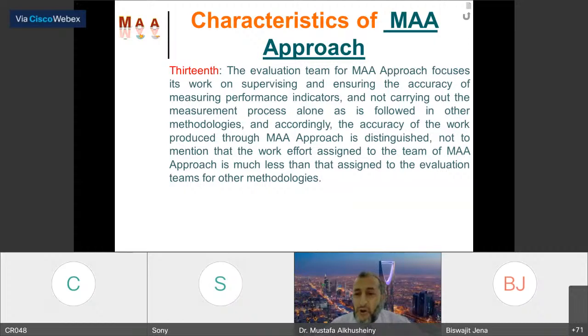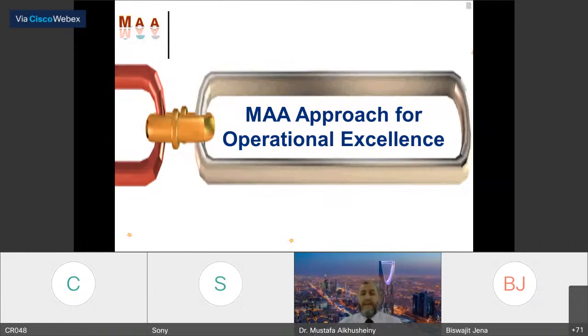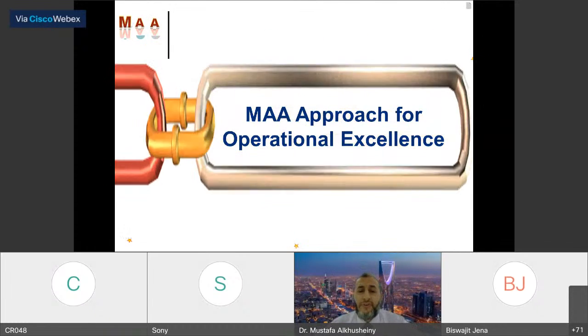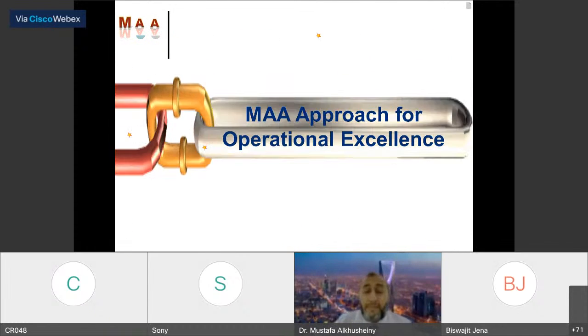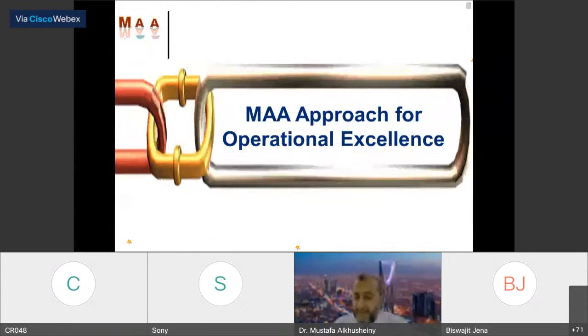So the accuracy of the work produced through my approach is distinguished, not to mention that the work effort assigned to the team of my approach is much less than that assigned to the evaluation teams for other methodologies. Let us talk now about my approach for operational excellence. What's the relation between my approach and operational excellence?